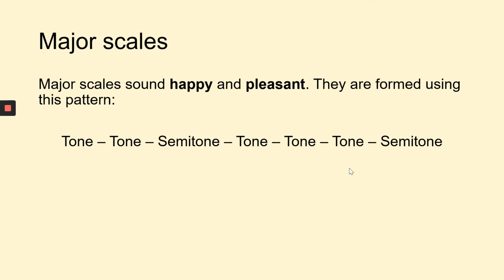Our first kind of scale is the major scale. Major scales sound happy and pleasant. They are formed using this pattern: tone, tone, semitone, tone, tone, tone, semitone. Or we can make it easier to remember by breaking it down to the first letter of each word: TTS, TTTS. For example, starting on C: tone, tone, semitone, tone, tone, tone, semitone. So, using this pattern, let's start working out some scales.